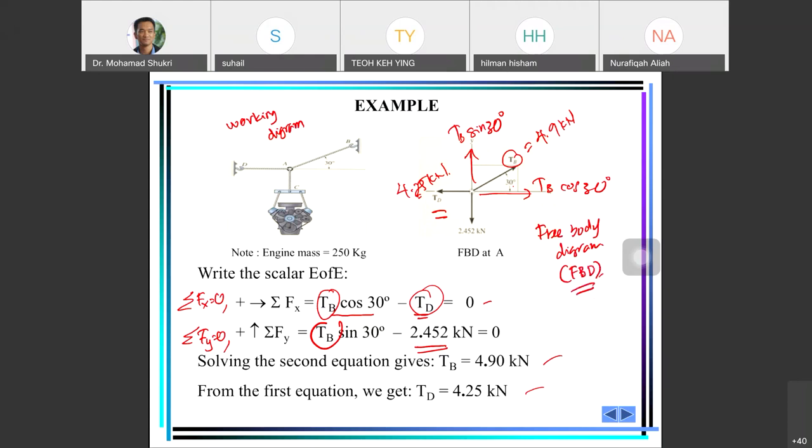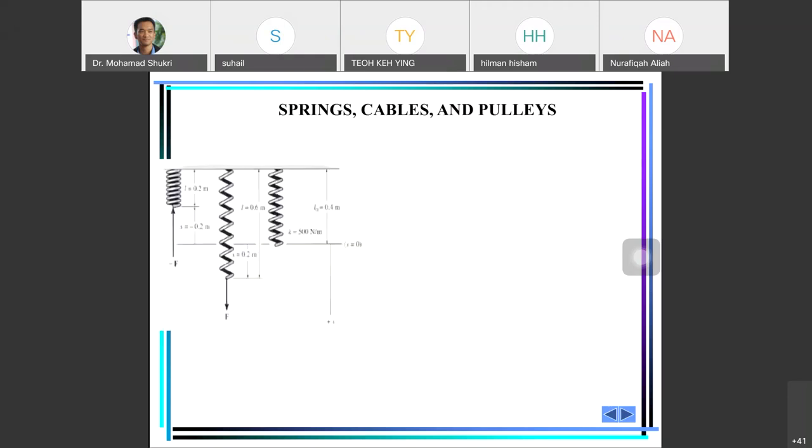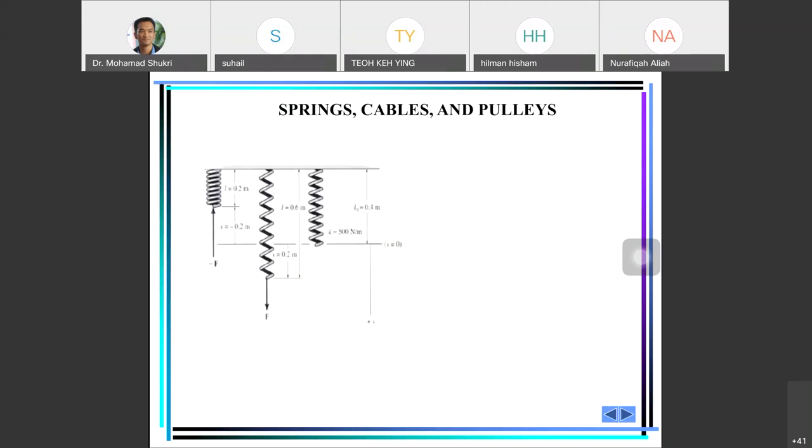FBD. Right. Spring, cables and pulley. Okay, so spring, cables and pulley have different types of force. For example, you have this spring. I think you remember it from your physics SPM formulation. For the force using a spring, you should have F equals K times S. K is the coefficient of the spring and S is your deformation.